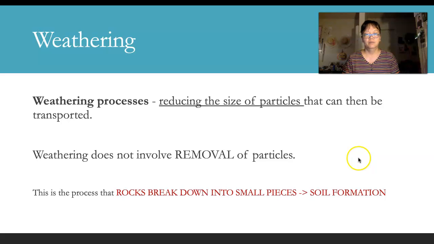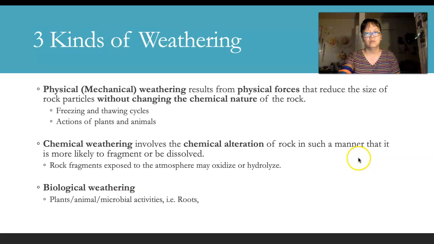And again, this is the process in which rocks break down into small pieces, and it is the first step of soil formation. And there are three kinds of weathering: physical, chemical, and biological weathering.